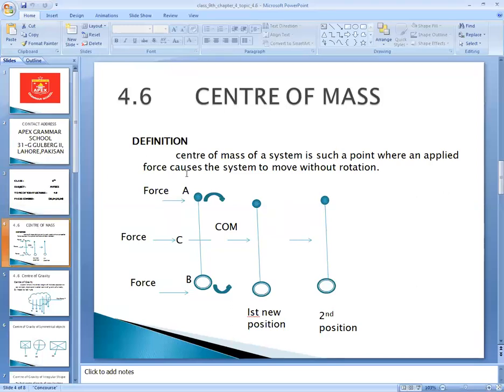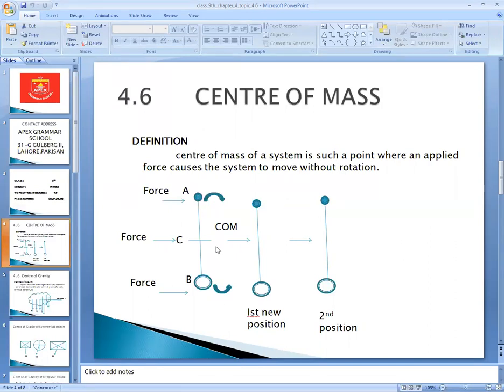First of all, I read the definition for you. This is in the pink box on page number 94. Center of mass of a system is such a point where an applied force causes the system to move without rotation. This is the definition which is given on page number 94 of your 9th class textbook.